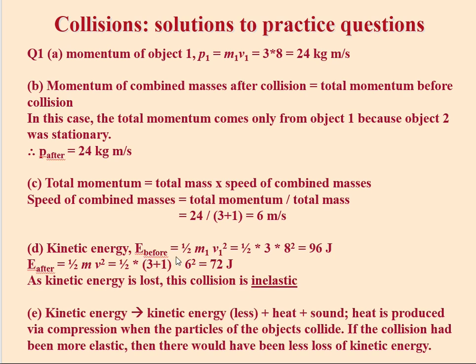So the kinetic energy is a half mv squared. The students should know this equation, and so we do a substitution. Half times 3 times 8 squared, 96 joules. The kinetic energy afterwards would be a half mv squared. Half times 3 plus 1 times 6 squared gives 72 joules. So we can see that there's a difference between the kinetic energies before and afterwards. Therefore, some of the kinetic energy is lost, and the collision is therefore inelastic.